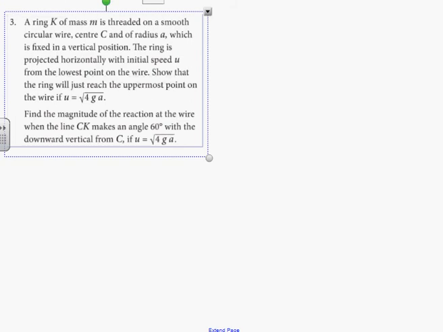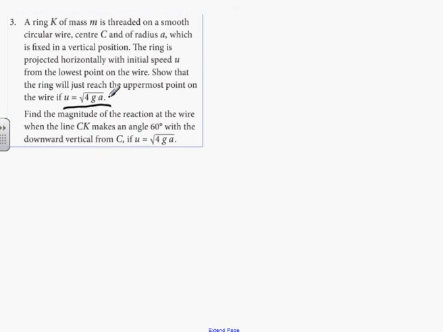A ring of mass M is threaded on a smooth circular wire of centre C, which is fixed in a vertical position. The ring is projected horizontally with initial speed u from the lowest point on the wire. Show that the ring will just reach the uppermost point on the wire if u equals the square root of 4ga. Find the magnitude of the reaction of the wire when the line CK makes an angle of 60 degrees with the downward vertical from C.